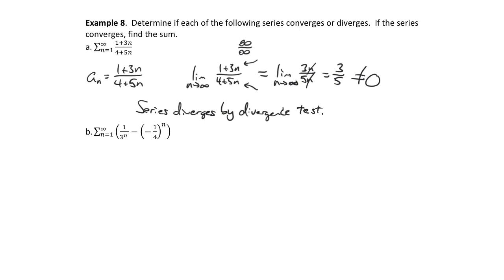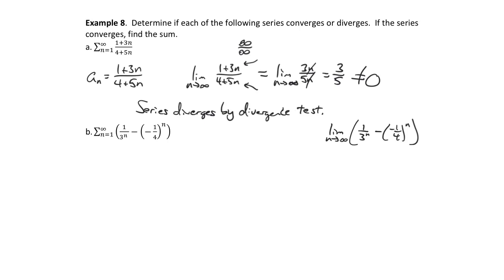Okay. For part B, let's look at this. We've got 1 over 3 to the nth. This is my term, minus negative 1/4 to the nth. That's part of my term as well. So a sub n is that. We want to look, does this go to 0 as n goes to infinity? So we'll look at the limit as n goes to infinity of this particular creature.